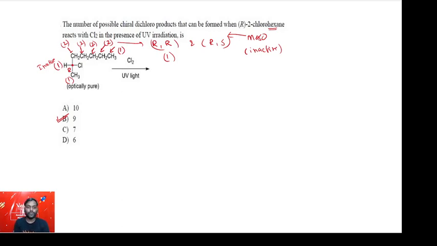So both B and C can be correct. Of course, there is a mistake in the question. If you consider chlorohexane, then we are getting 7 optically active, and if we are considering 2-chloroheptane, then we are getting 9. So the answer for this question will be both B and C.